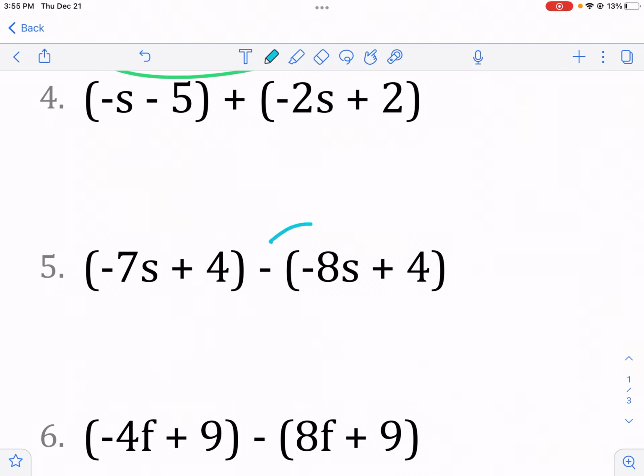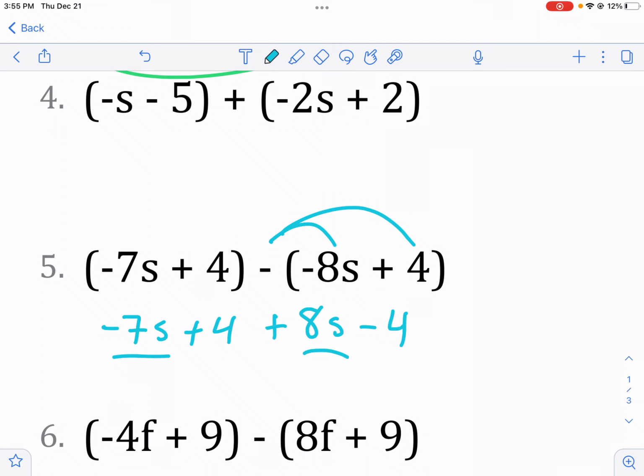Here's one. I'm going to distribute this negative. This is number 5. This becomes positive 8s, and then it becomes a minus 4. So negative 7s plus 4. The negative 7 and the 8s are going to combine for just s, or 1s. And then 4 plus the negative 4, that gives me 0. So really, I can just write s as my answer. That's a little confusing, but that's what it is.